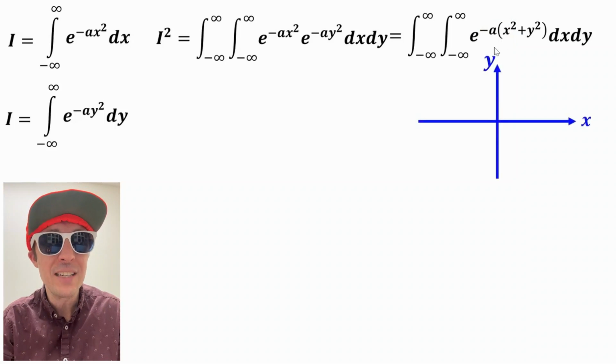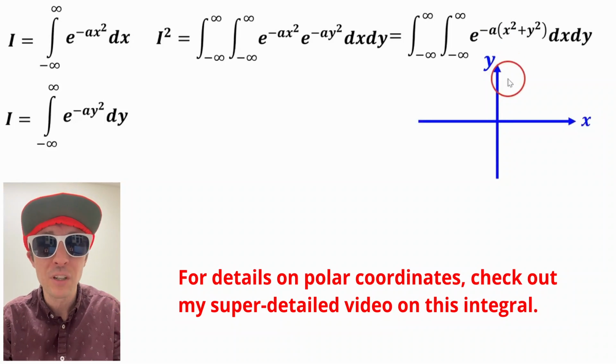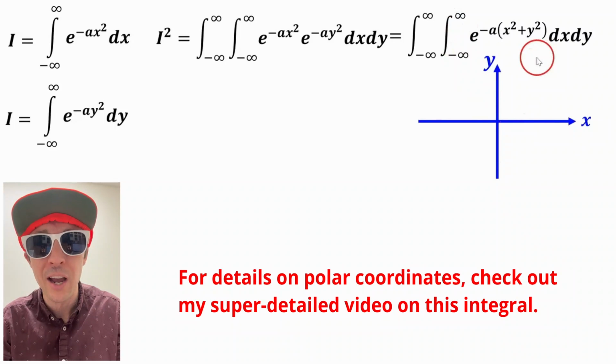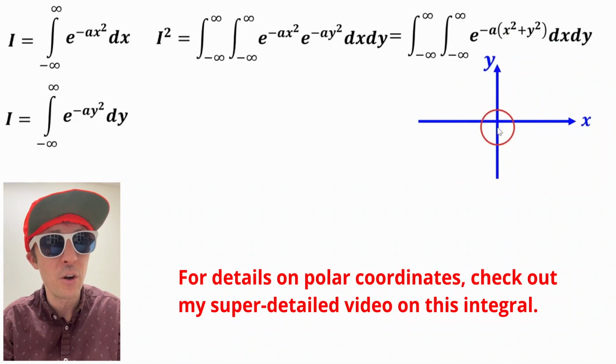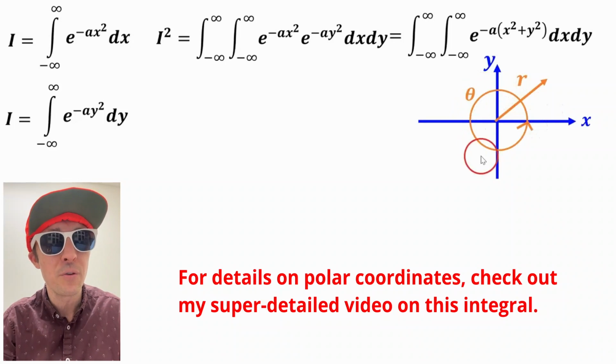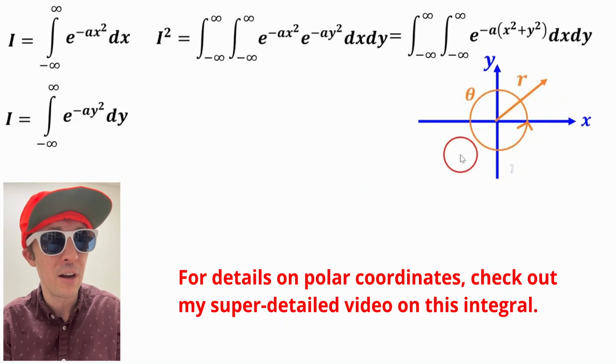I'm not going to go into detail on how to do that, but really briefly, x can go from negative infinity to infinity, so we're anywhere, and same as y. So we're anywhere, in any quadrant on here. For polar coordinates, r is going to go from 0 to infinity, and theta can go from 0 to 2 pi, so anywhere around here.